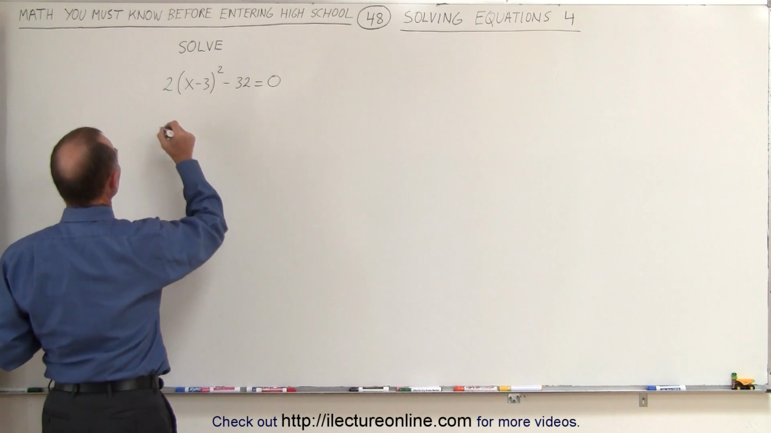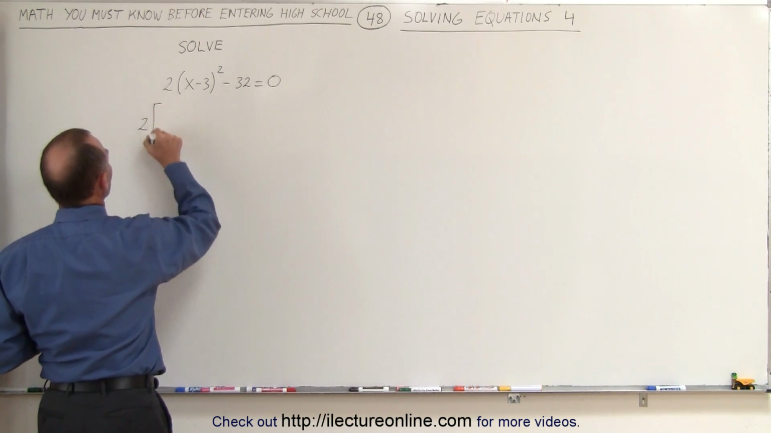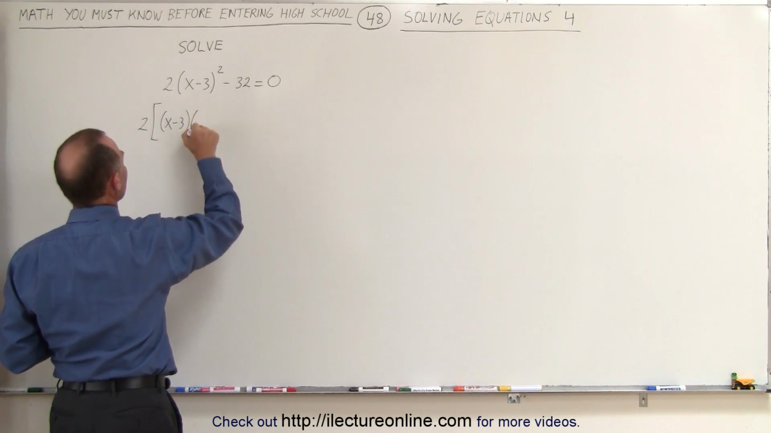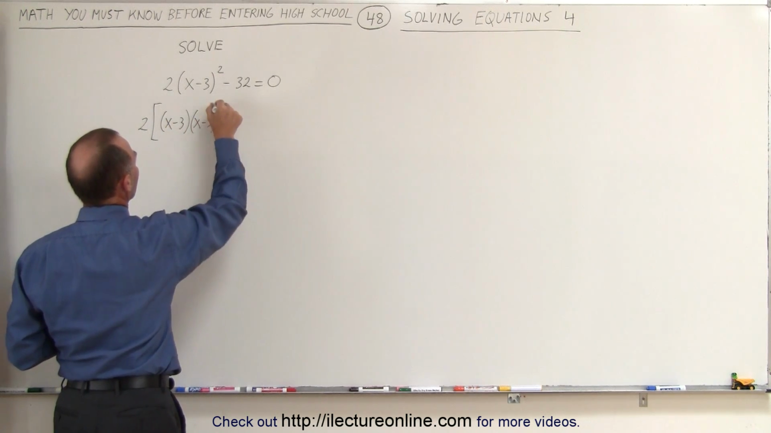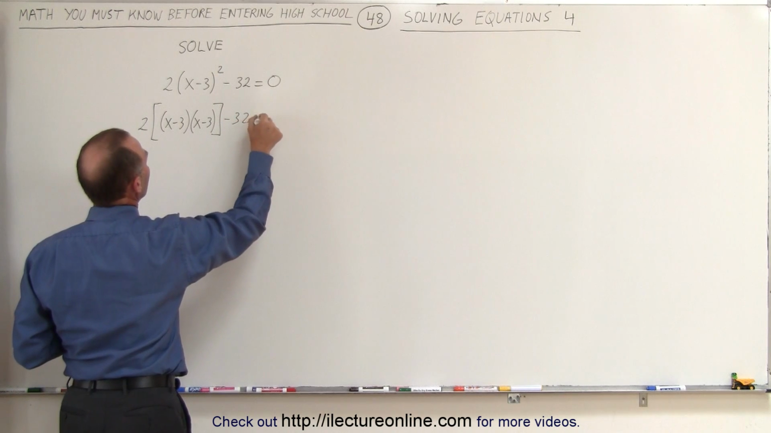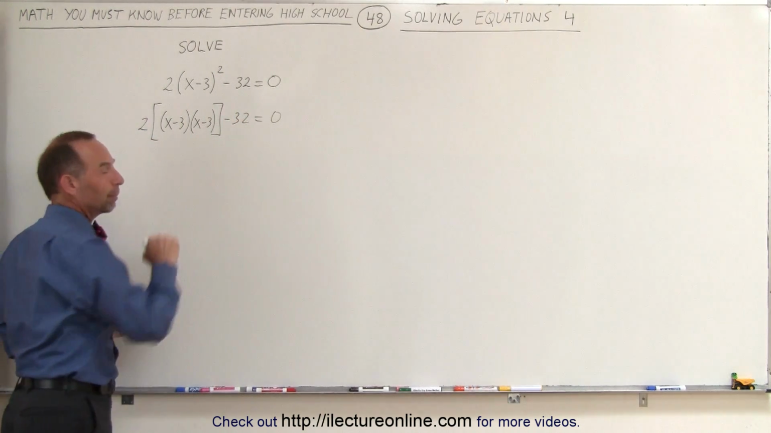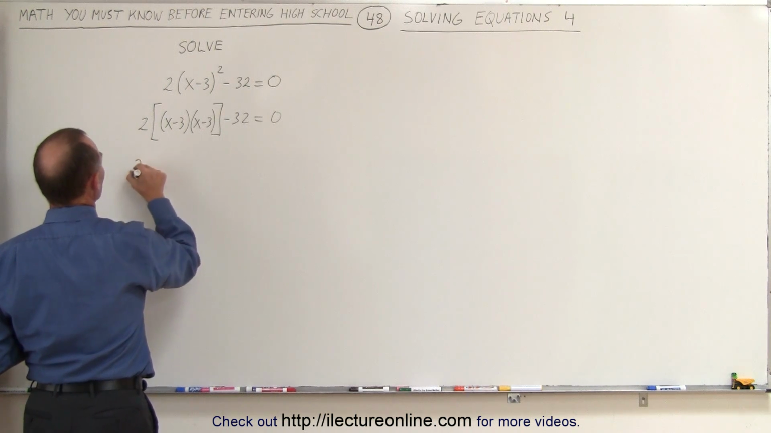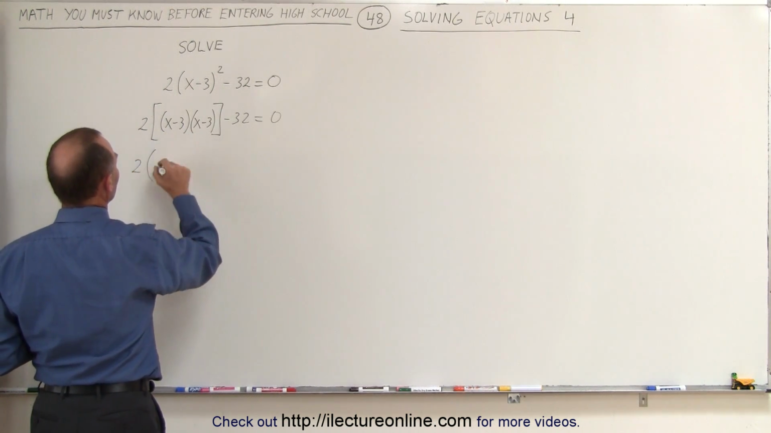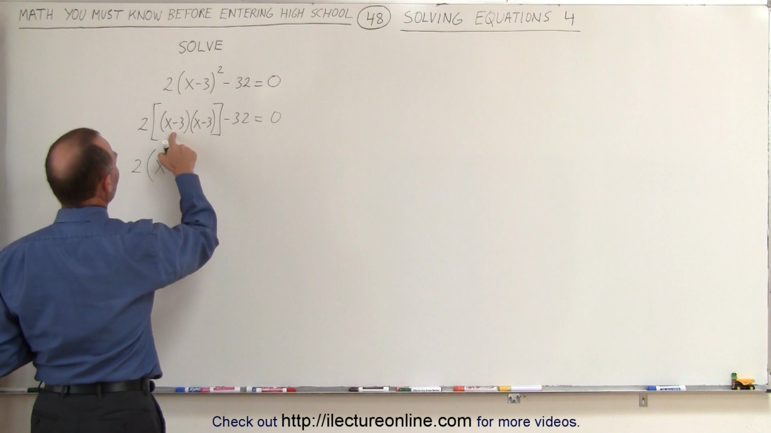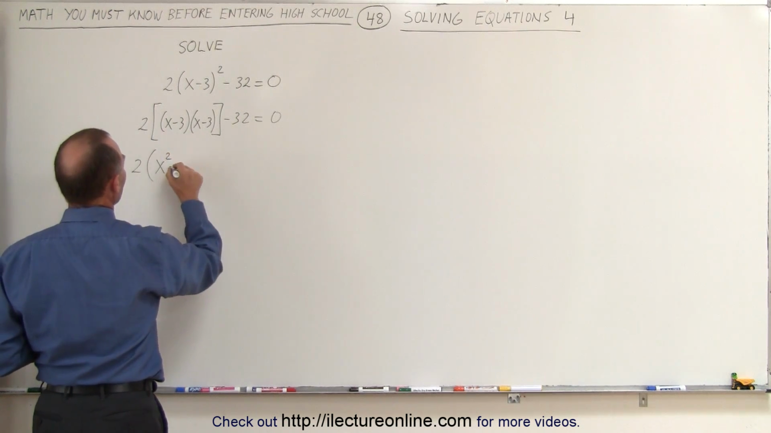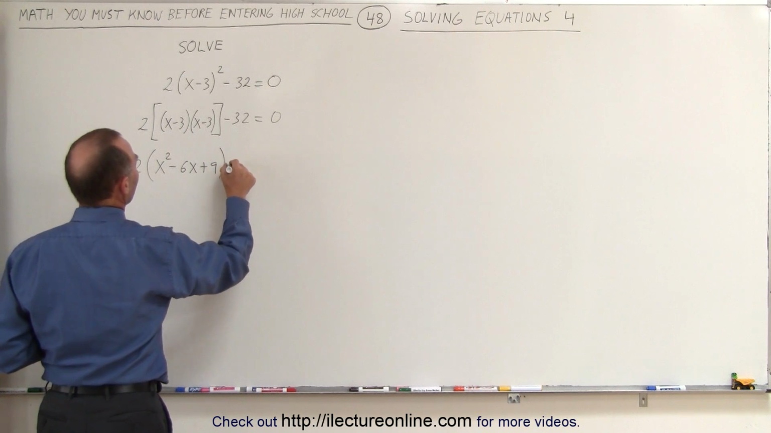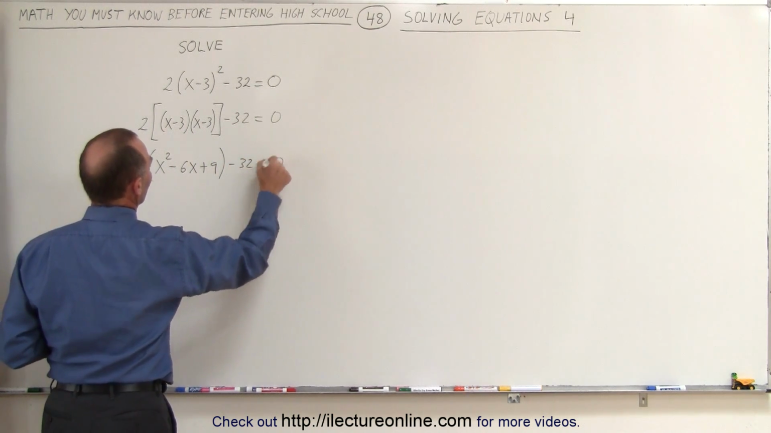So this is equal to 2 times x minus 3 times x minus 3, minus 32 equal to 0. So now we're going to multiply these out and see what we get. So this is equal to 2 times x squared, minus 3x plus a minus 3x is a minus 6x plus 9, minus 32 equals 0.